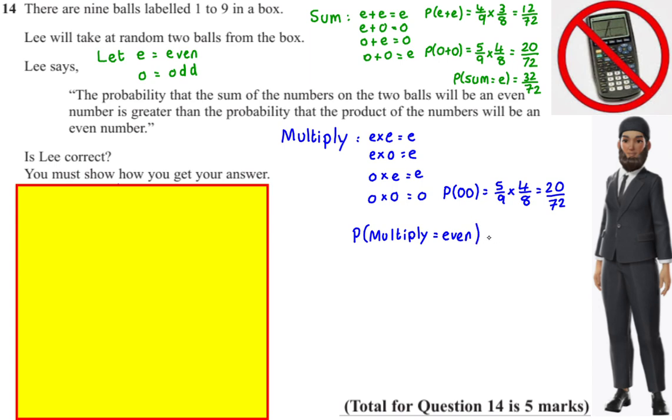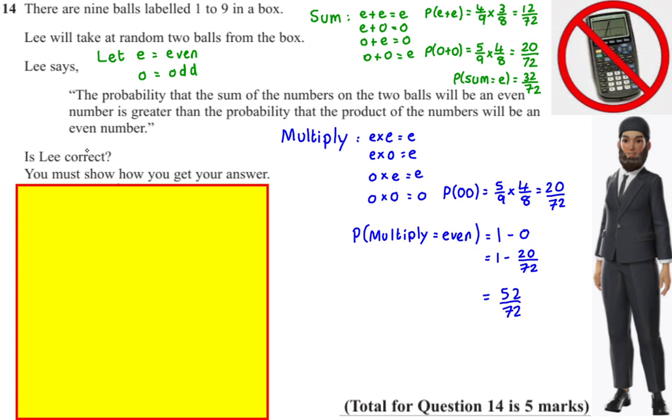So this is no different from doing 1 minus our odd, and therefore you get 1 minus 20 over 72, which will give us a total of 52 over 72, because 72 minus 20 is 52. Now over here it says, is Lee correct?